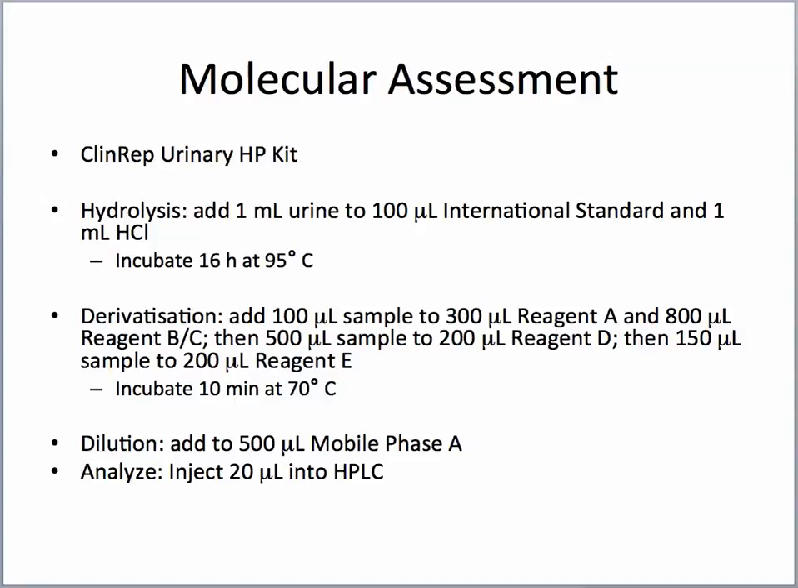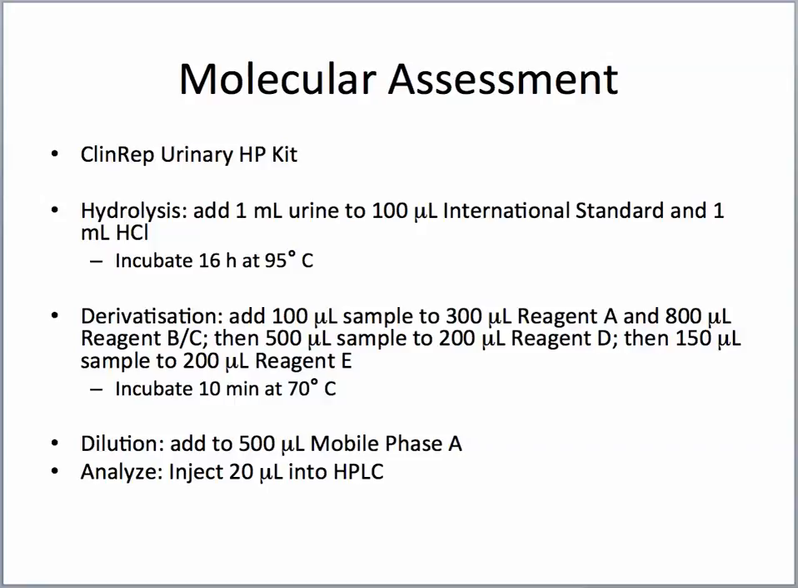So our example of this molecular assessment is the ClinRep urinary kit, and it occurs in 4 steps. The first one is hydrolysis, where the substance that you're using is urine. You add it to an international standard, as well as hydrochloric acid. You can see the quantities there. You incubate it for 16 hours at 95 degrees Celsius.